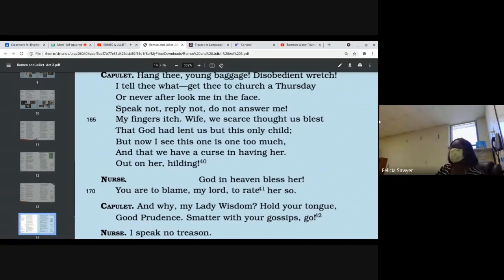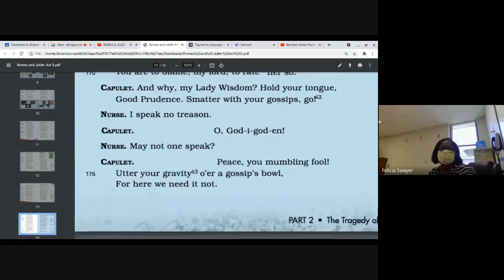My fingers itch. Wife, we scarce thought us blessed that God had lent us but this only child, but now I see this one is one too much, and that we have a curse in having her. Out on her, hilding. God in heaven bless her. You are to blame, my lord, to rate her so. And why, my lady wisdom? Hold your tongue, good prudence, smatter with your gossips, go. I speak no treason. Oh, God ye good e'en. May not one speak? Peace, you mumbling fool. Utter your gravity o'er a gossip's bowl, for here we need it not. You are too hot.